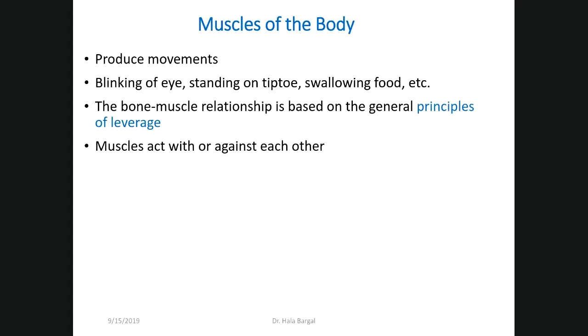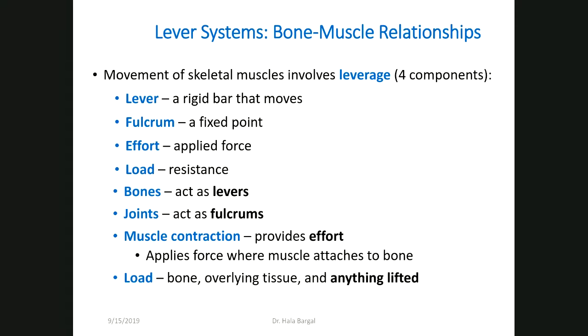Muscles act with or against each other. The movement of the skeletal muscles involves leverage. Always, the skeletal muscle and bone relationship belongs to lever system number 3. The lever is a rigid bar that moves. The fulcrum is the fixed point. The effort is the applied force. The load means resistance. Bones act as a lever. We apply the lever system here to our bones, joints, and muscles.